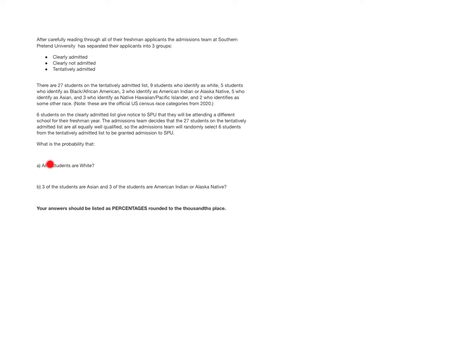So first, what's the probability that all 6 of the randomly selected students are students who identify as white? We always just need to think about our probability as a fraction where the denominator is the number of total ways that whatever event is happening can happen. So in this case, that's going to be how many ways can I have 27 students and choose 6 of them?